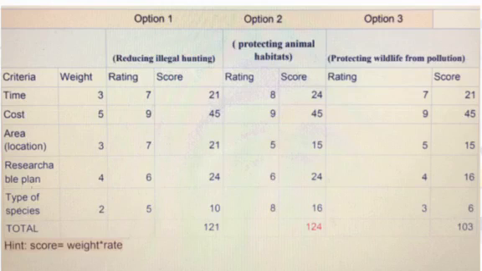I am weighting them from 1 to 5, where 5 is the highest weight, and I also rate them from 1 to 10, and I got the weighted score by multiplying weight and rate and then adding them to get the total score. As you can see, protecting animal habitats, which is option 2, is the best solution because it gets the highest rank.